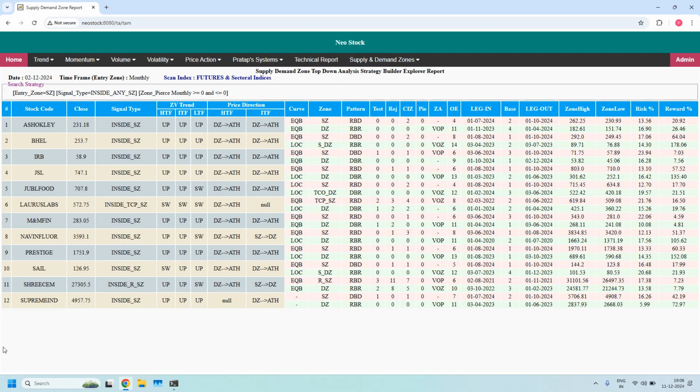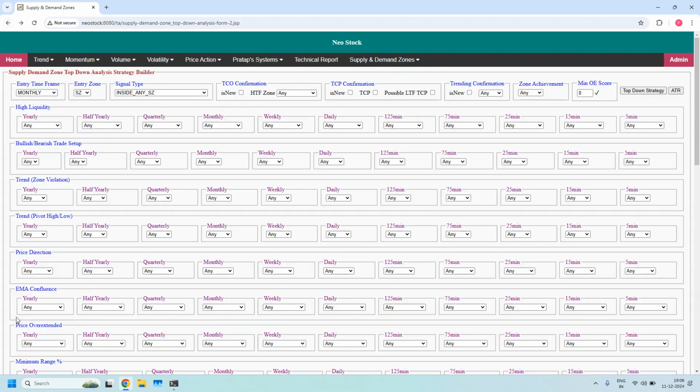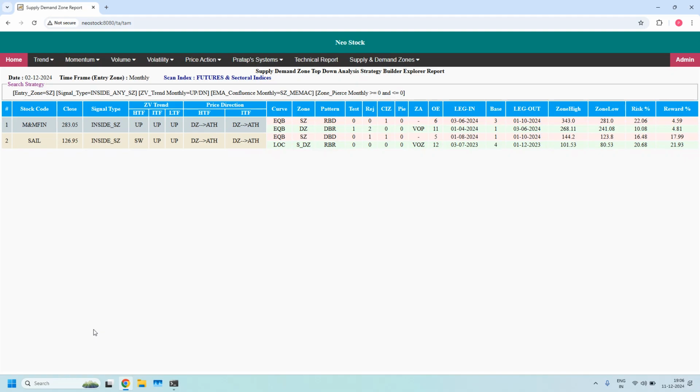Out of these 12 monthly supply zones, we can further filter based on EMA Confluence. So in the EMA Confluence filter at monthly time frame, I am enabling the filter monthly supply zone having monthly EMA Confluence. And during EMA Confluence, the trend should not be sideways. Monthly trend should not be sideways. So I am selecting up or down. We got 2 stocks. These 2 stocks are having monthly supply zones with monthly EMA Confluence, and price currently closed in these monthly supply zones.